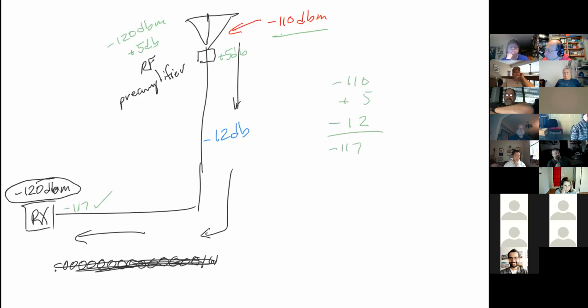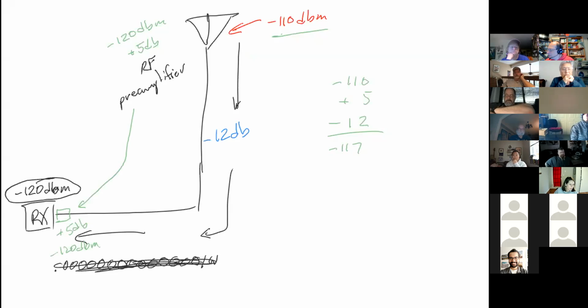Okay, but now what I'm going to do is take this preamplifier and move it, because I don't really want to put something out on my tower, since that means it has to be weatherproofed and costs extra money. And so I'm going to put it down here in my station. So I have a plus 5 dB preamplifier, and again, its sensitivity is minus 120 dBm. Does this work? Yes or no? It doesn't. Why not?